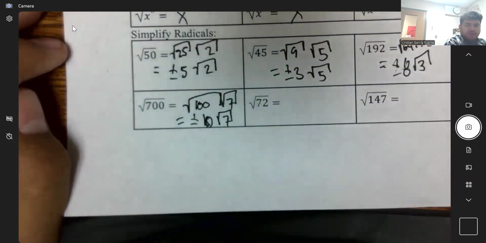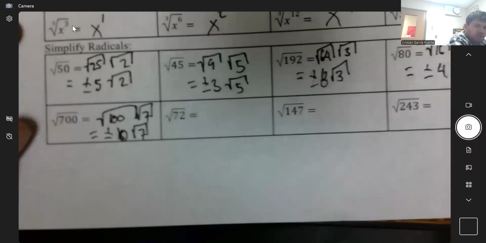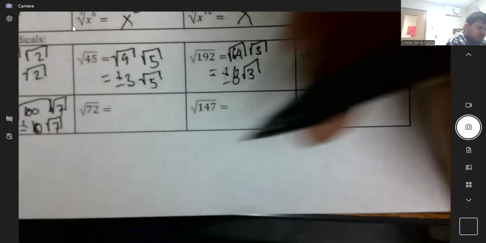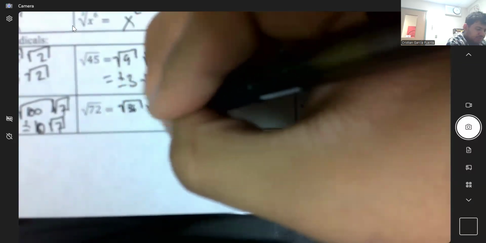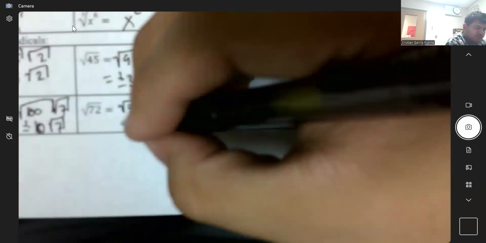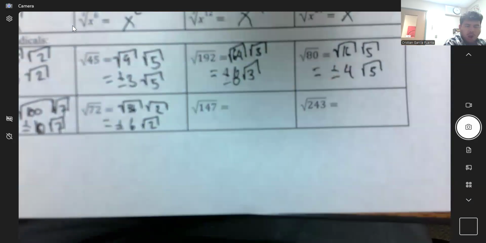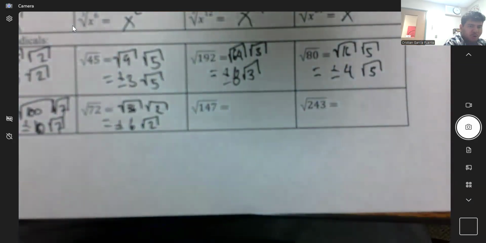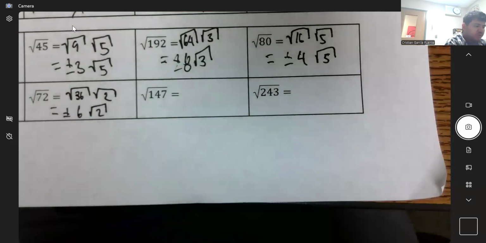72, keep on going. The square root of 72, what's the biggest number that divides 72? It's going to be 36. 36 times what? 36 times 2. So what's the square root of 36? That's just plus or minus 6. And then leave the square root of 2 how it was. All right. For 147, again, same thing. What's the biggest number that divides 147?